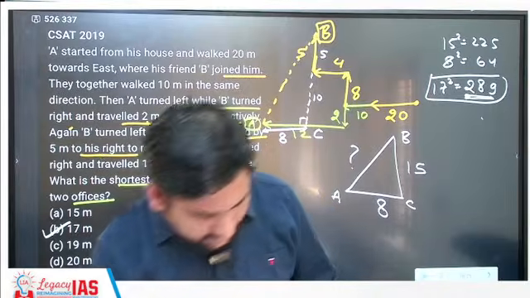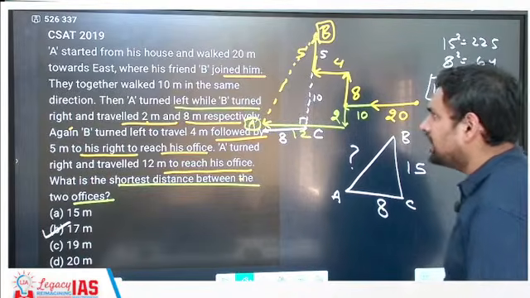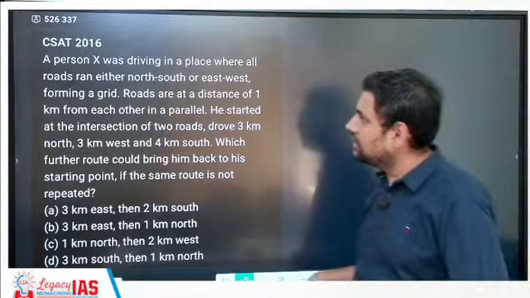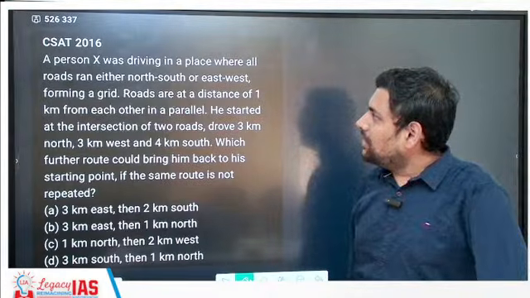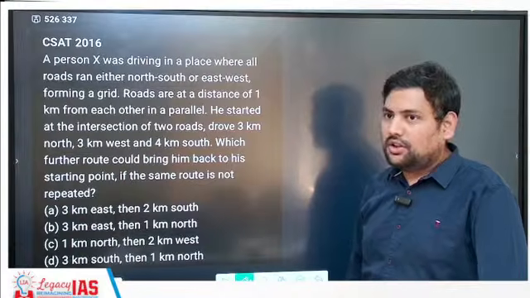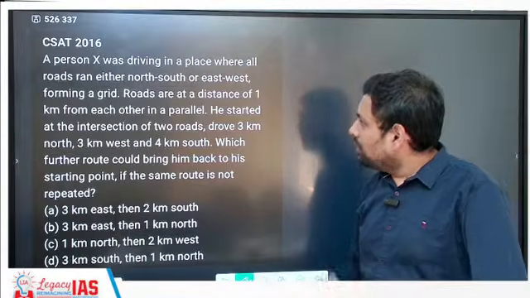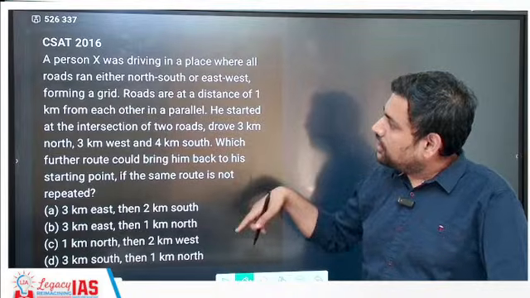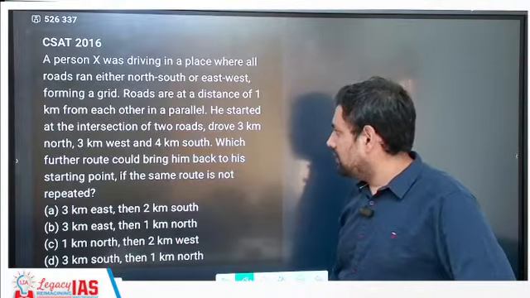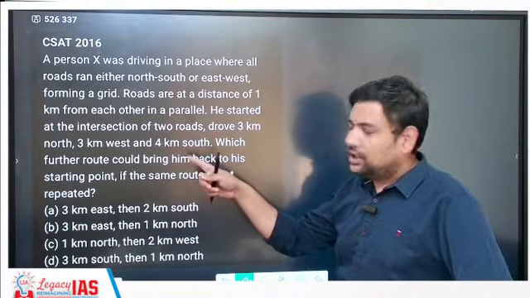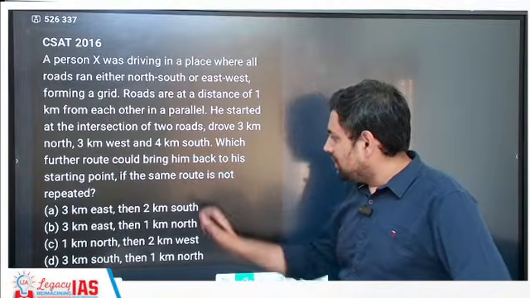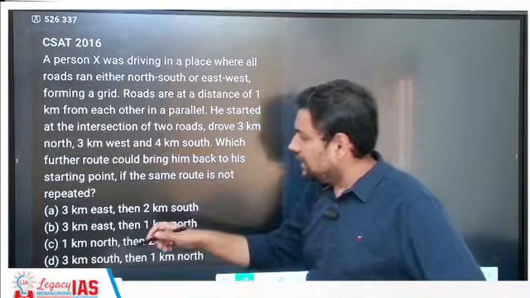Okay, Satish, then let's continue. So this was done. 17 was the answer. Then next question. A person X was driving in a place where all roads ran either north-south or east-west, forming a grid. The roads are at a distance of 1 kilometer from each other in parallel. He started at the intersection of two roads, drove 3 kilometers north, 3 kilometers west, 4 kilometers south. Which is the route that he should be taking to get back?